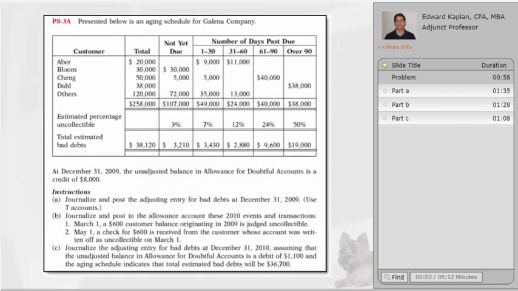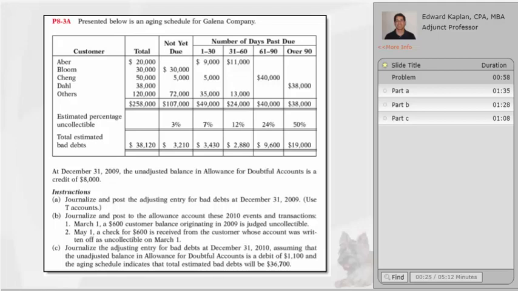Let's take a look at problem 8-3A, where we're presented the aging schedule for Galena Company. And you see the customers appear in the first column. The total amount of receivables is outstanding, the amount not yet due, and then we have aging columns in 4 buckets: 1 to 30 days old, 31 to 60 days, 61 to 90, and over 90.